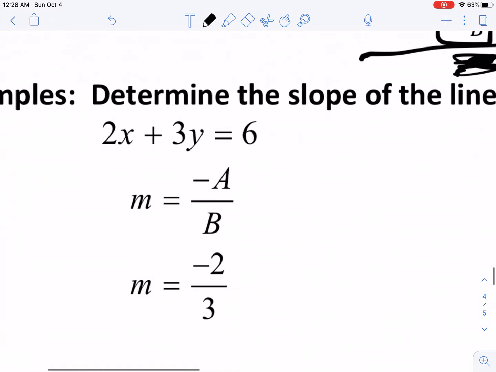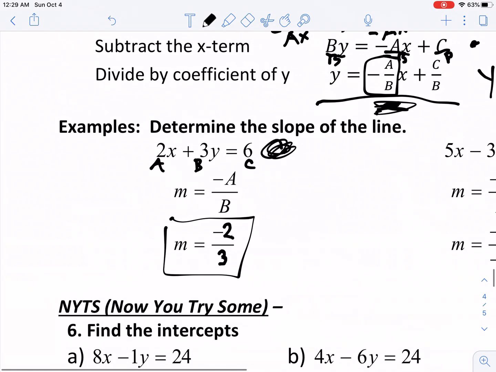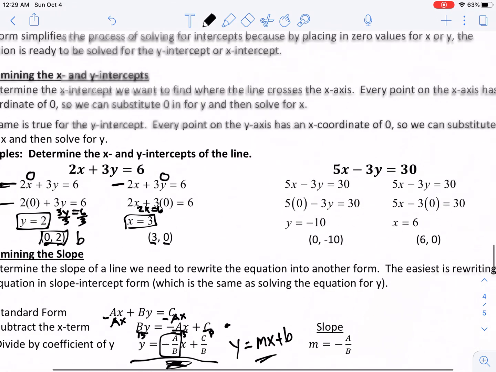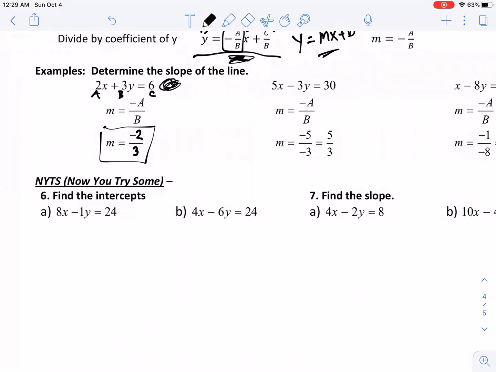For instance, if we look at this guy here, this is a, this is b, and this is c. To find m, we're going to use negative a over b. Well, what's our a over here? 2. We're going to take the negative of it, which would make it negative 2, and b is 3. So we're going to divide by 3. So my slope of this equation is m equals negative 2 over 3. Okay? Now, the nice thing about that is since we can find the slope and since we also know how to find the y-intercept, we could get into our y equals mx plus b. Okay?